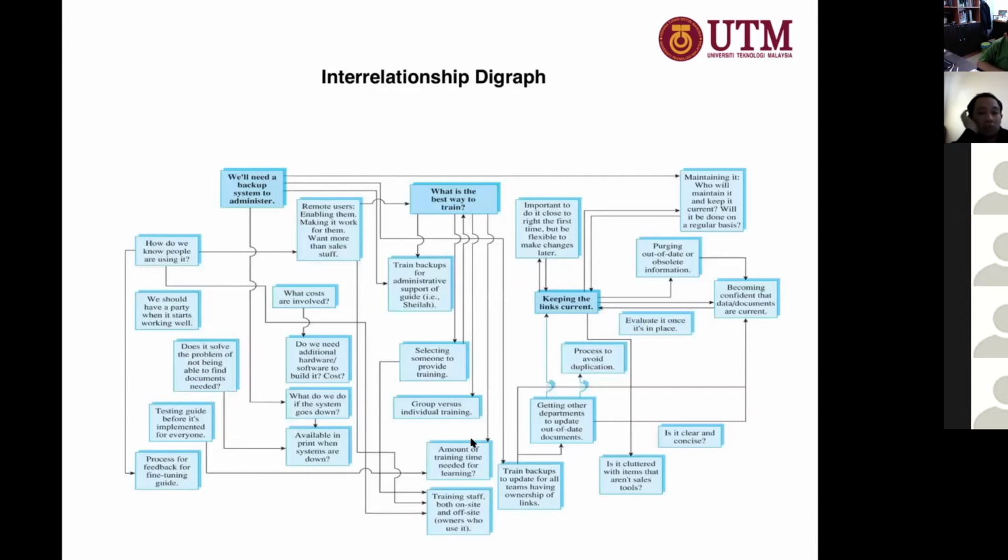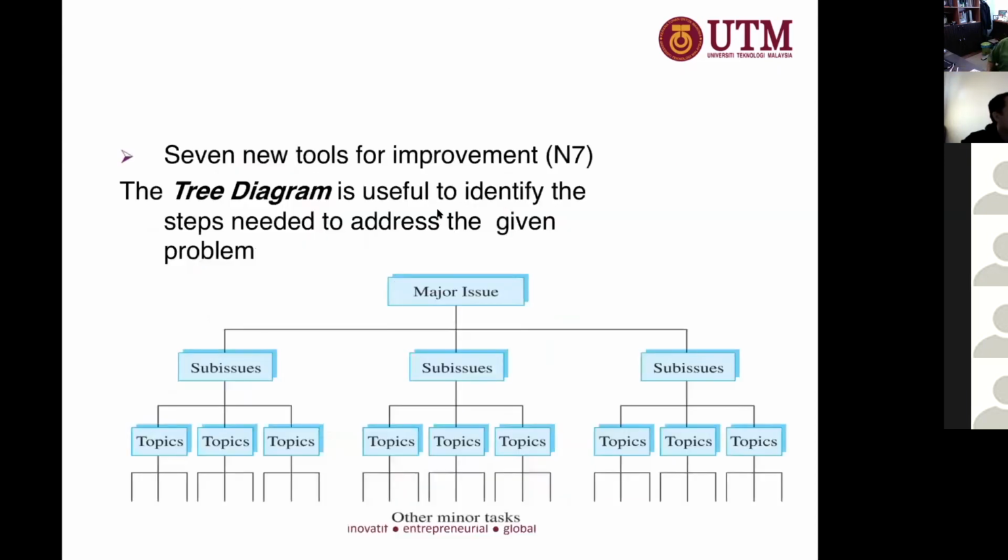And this is another example for the interrelationship diagram. This is the idea from the sub-issues. We will need a backup system administrator. What do we do when the system goes down? And so on. So these are the ideas that we obtain from the affinity diagram. Then we link the relationships. So the idea or the problems that have more connections, maybe that is very important. And this is a tree diagram where you have major issues here, you have sub-issues, then you have topics. So under each topic, you find out the ideas.